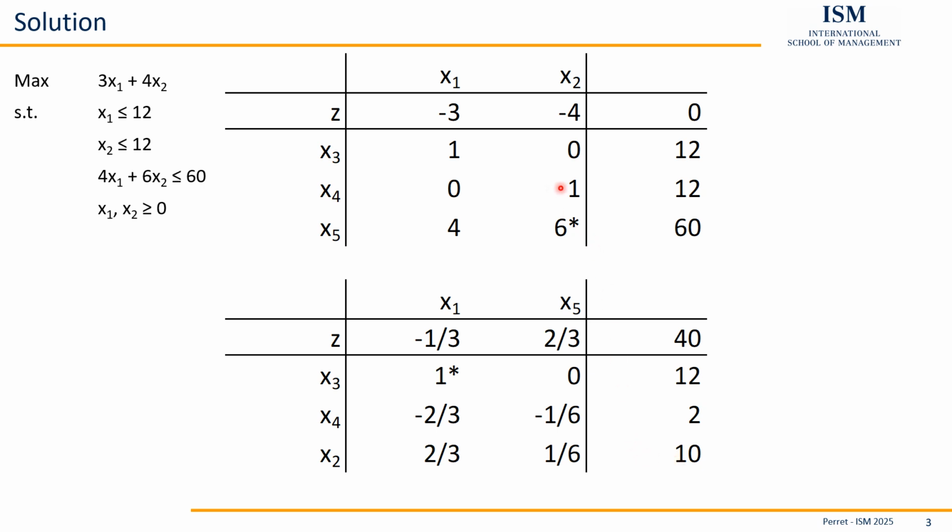For all the other values in the pivot column, I'm going to divide them by minus pivot element, so by minus 6. So 1 divided by minus 6 gives me minus 1/6. 0 divided by minus 6 still stays 0. And minus 4 divided by minus 6 is plus 2/3. So I'm done with the easy part.